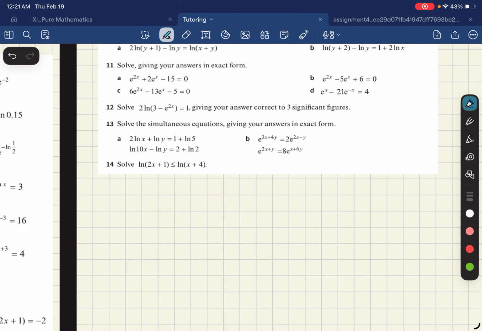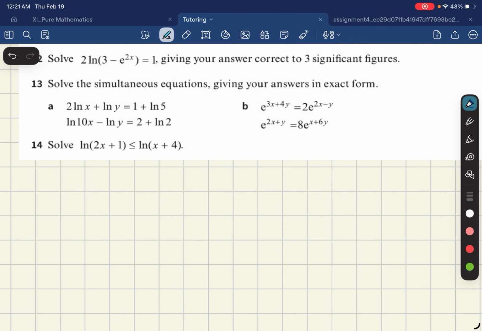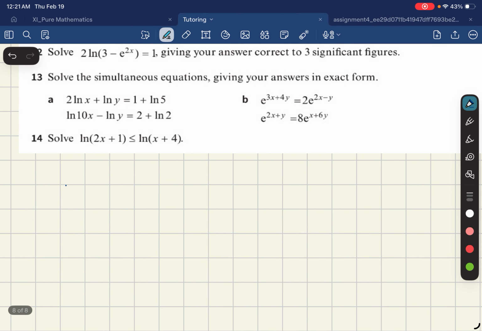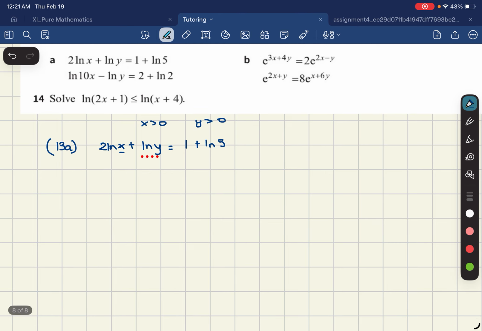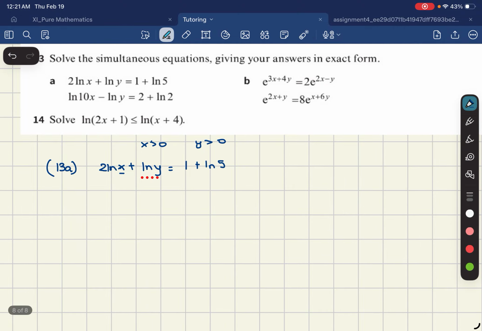So now we have question 13, which is solving the simultaneous equations. So 13a gives 2 ln x plus ln y equals 1 plus ln 5. Always remember to check your domain when you do these questions. Here it tells me x is bigger than 0, y is bigger than 0, so I'll immediately write it down. I want x bigger than 0, y bigger than 0, and I'll reject all negative answers.